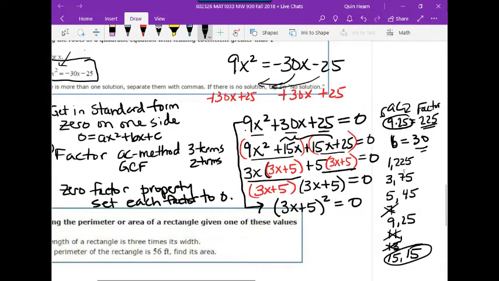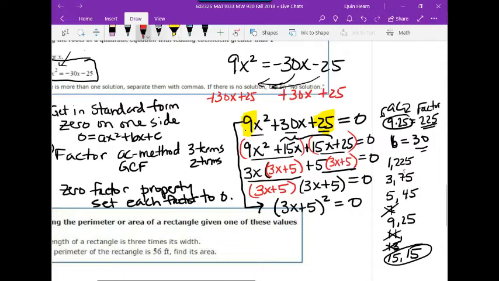It's equal to (3x + 5) squared. Now, the reason I'm mentioning that, you can use the regular process that we just went through. It's very reliable, and it will get you where you need to go. But if at the beginning of the factoring process you notice that A is a perfect square and C is a perfect square, you can always check to see if you happen to have a perfect square trinomial.